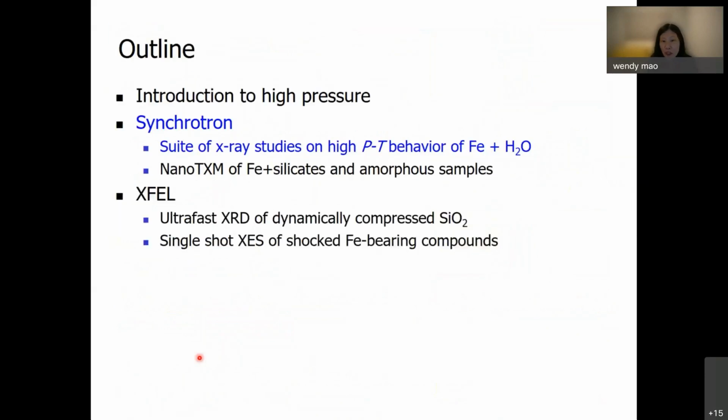Okay, so now I want to move on to some examples, to give you a flavor of the type of high pressure earth science studies our group has been working on using synchrotron X-ray facilities. And so this first topic will present an example where we use a suite of multiple synchrotron X-ray techniques to look at one problem.